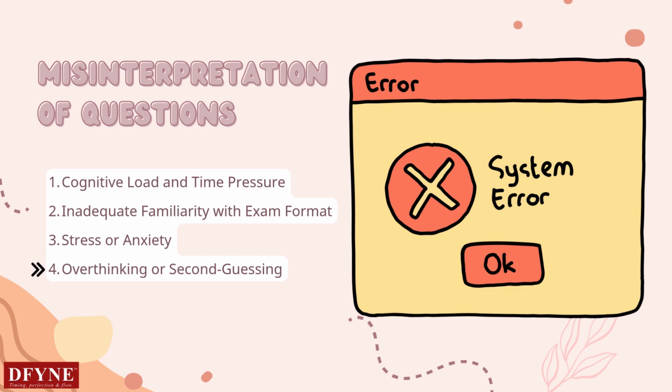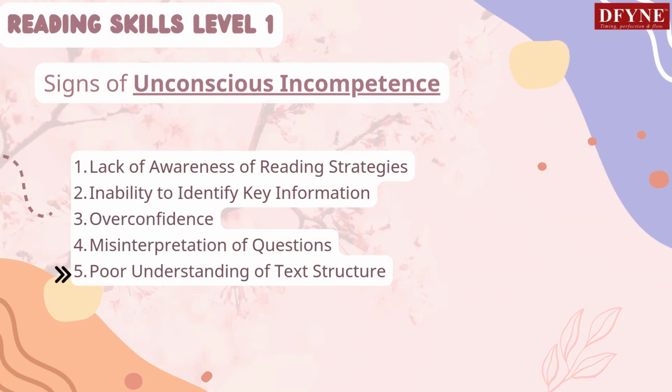misinterpretation again. The final sign we'll be discussing for the first level of competency is the poor understanding of the test structure. Learners may not realize the importance of understanding how texts are structured, especially in the more complex, medically focused parts of the reading test.